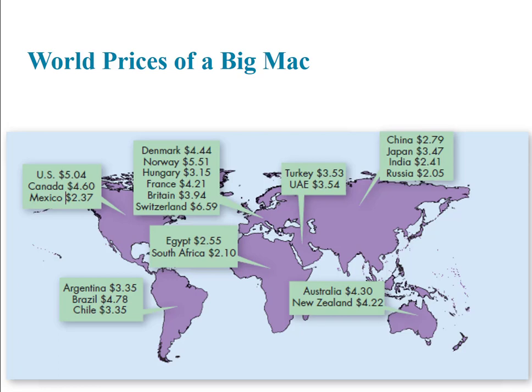Now, here we're looking at, this is from a couple years ago, how much it would cost you to buy a Big Mac in different parts of the world. And this is all based on the exchange rate of the US dollar. You can see in the US, a Big Mac meal is going to cost you $5. And that's, once again, US dollars. In Australia, because of the exchange rate, if you were exchanging your US dollars in that country, it would cost you $4.30. In China, only $2.79.